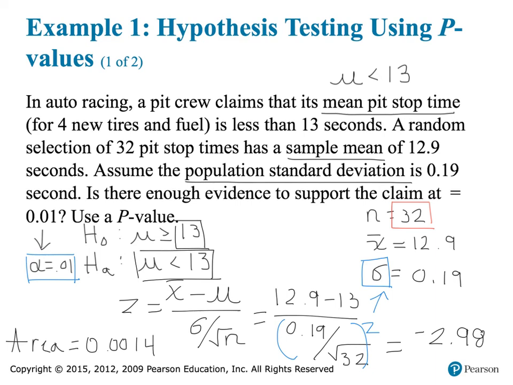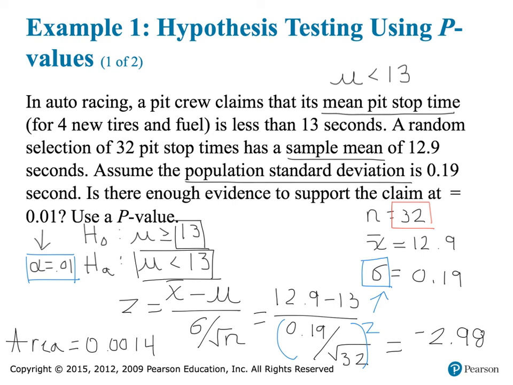Find the standardized test statistic. Sorry, that is my fourth step. Then find the area using our table. That area then, in our case here for a left-tailed test, is our p-value. Okay? So we now can move to the next step. Make a decision to reject or fail to reject the null.